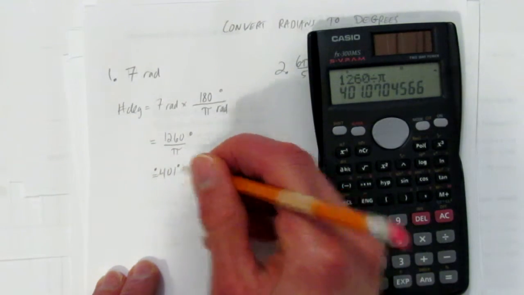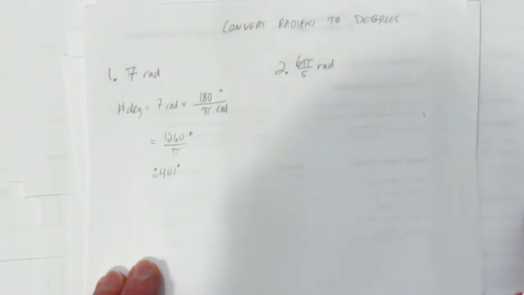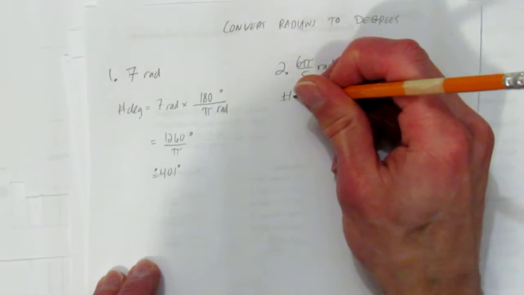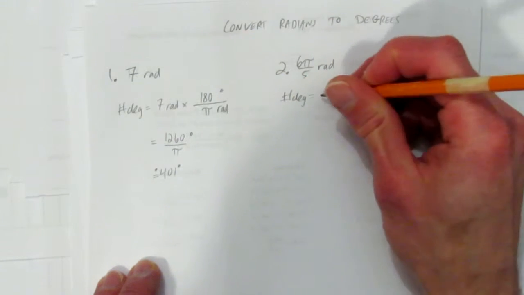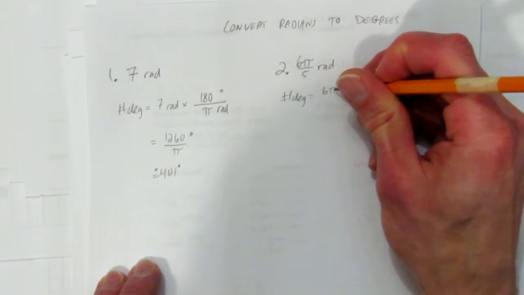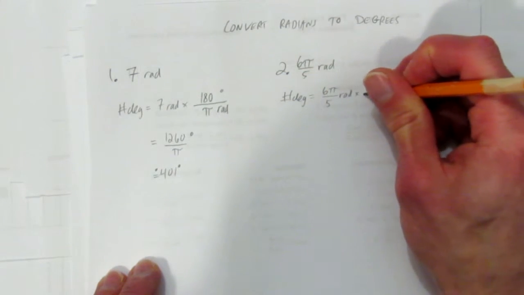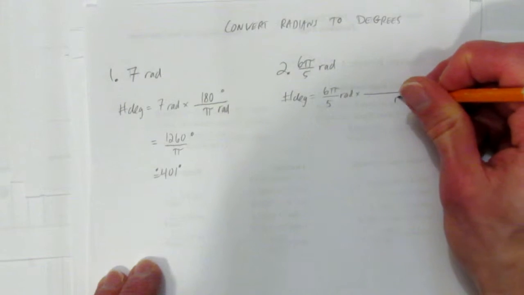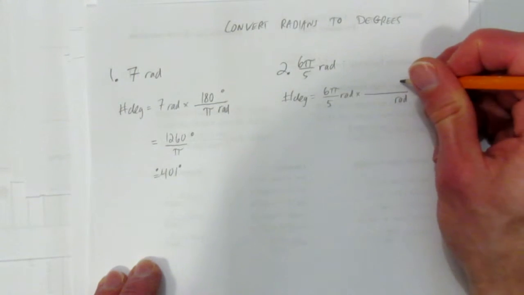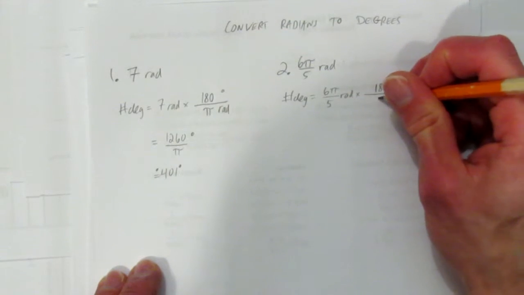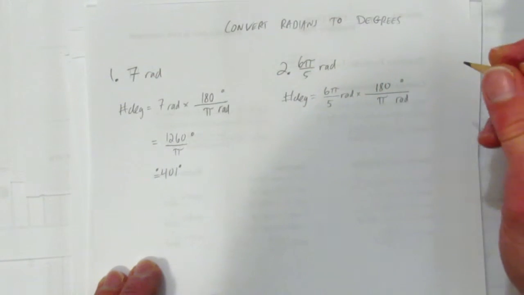We get 401 degrees. Let's do it again when we have a fraction. Again, we want to calculate the number of degrees, and we do that by saying take our radians, 6 pi over 5 radians, multiply by what goes on the bottom is what we're going to get rid of, radians, goes on the top is degrees, and 180 degrees makes pi radians. Now we're going to multiply.